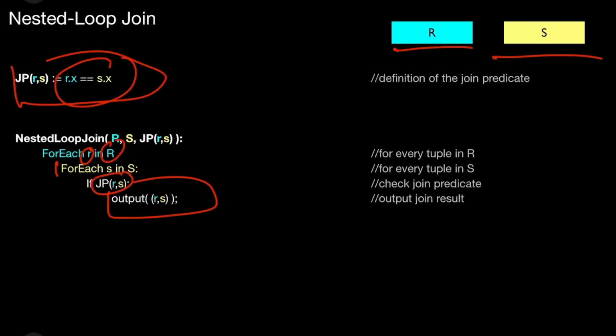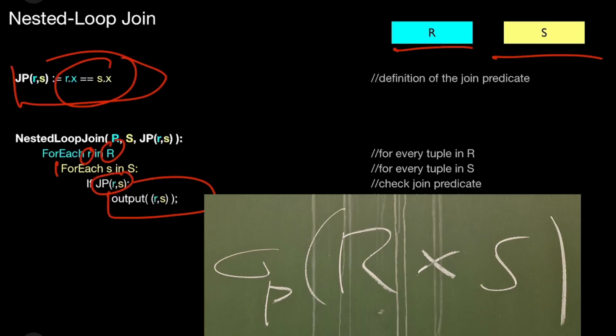So what can we say about this algorithm? What should come to your mind immediately? How is it related to relational algebra? What's the counterpart in relational algebra? Yes, exactly, the cross product. The cross product does exactly that. What's done here in these loops, that's the cross product.